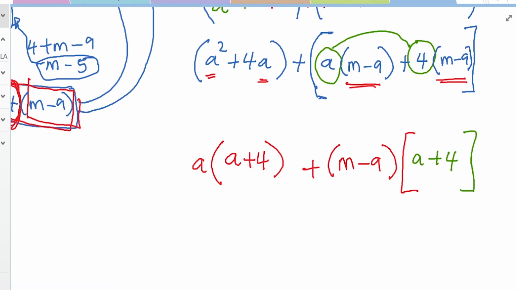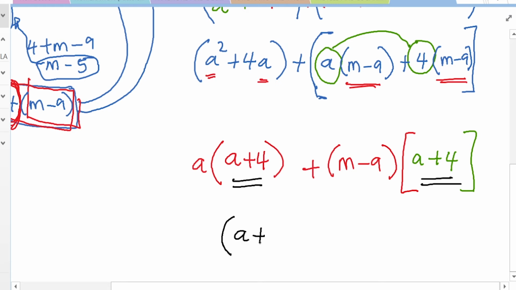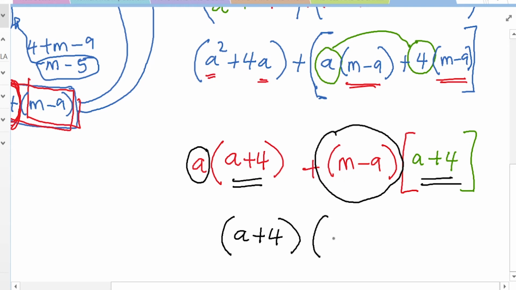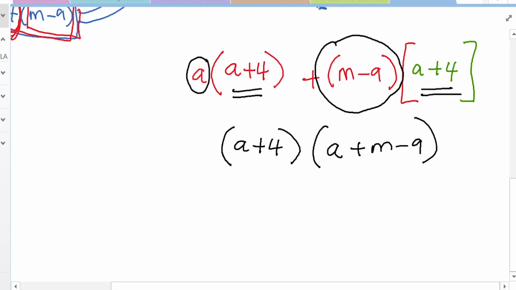So from here we are able to see that this a plus 4 and that a plus 4 are the same. So the items that are the same, put them in their own brackets, a plus 4. Then we have those items outside the brackets, which is a, and then m minus 9 on their own. So that is into a plus m minus 9. And you realize that there we have factorized the expression.